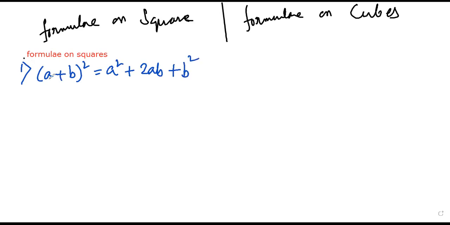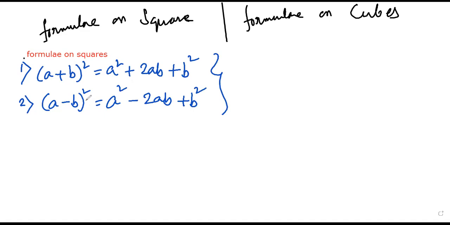Okay, and the next formula is a minus b whole square. See, in a plus b whole square, the terms are a square, 2ab and b square. These are the three terms. And what are the symbols? Plus and plus. But for the formula a minus b whole square, there will be a slight change. So identify the change. This is a square minus 2ab and plus b square.